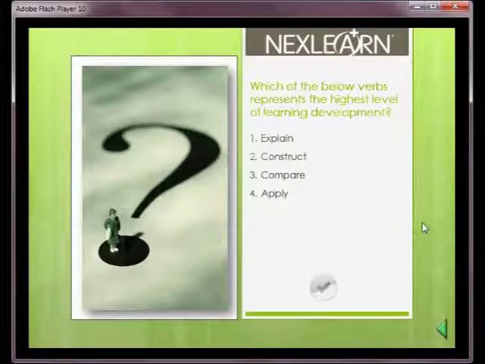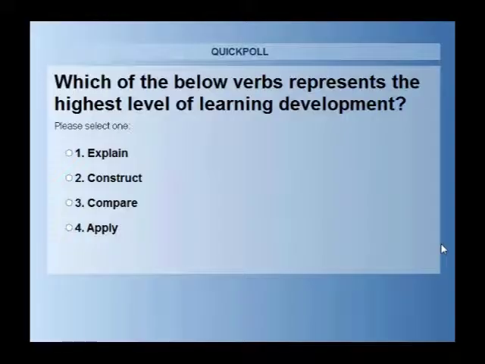But we're going to ask a question about Bloom's taxonomy, first of all, for those of you who know what that is. Basically, the below verbs represent levels. Which of them represents the highest level of learning development? 1, explain. 2, construct. 3, compare. Or 4, apply. And this question basically asks which of these verbs reflects the highest level of understanding for your student. No cheating. Get off Google. I'm watching you.